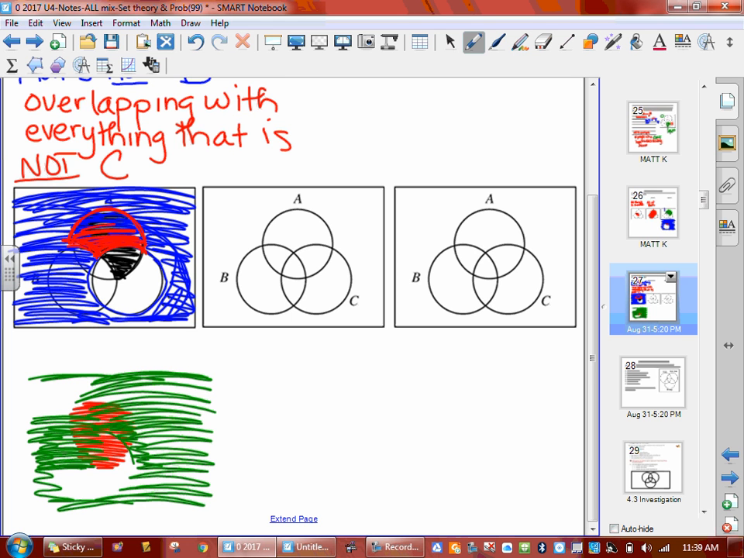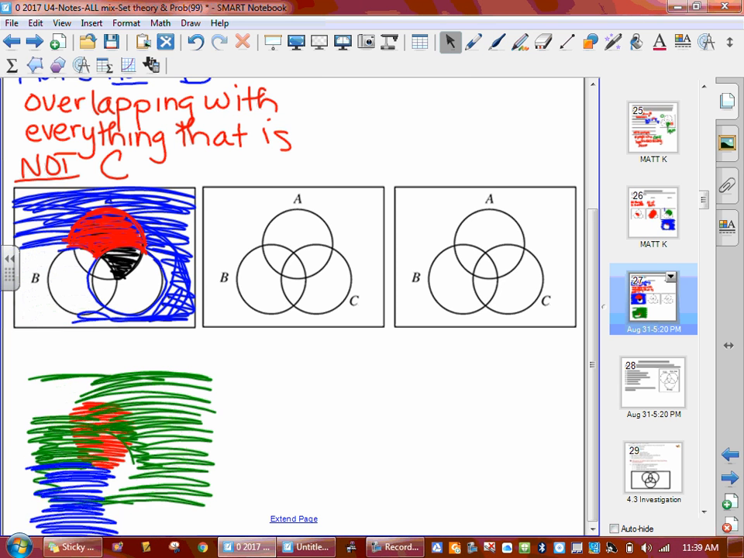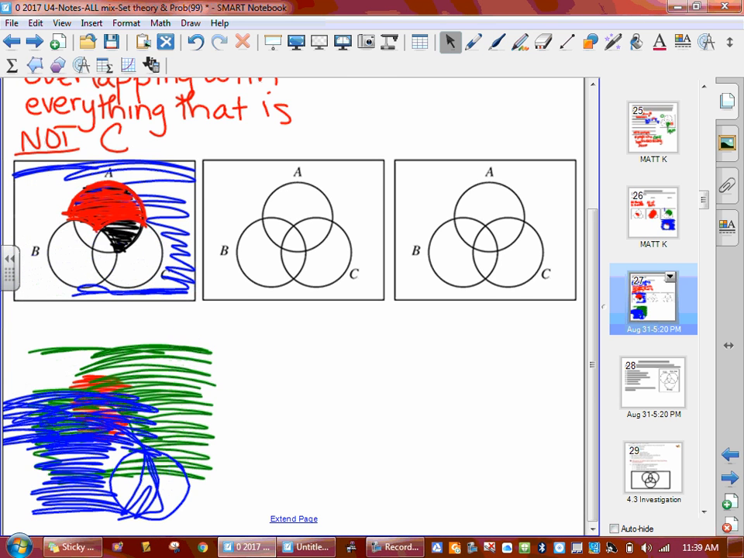So the blue can go. And the black can go. That's all we want shaded. Okay?